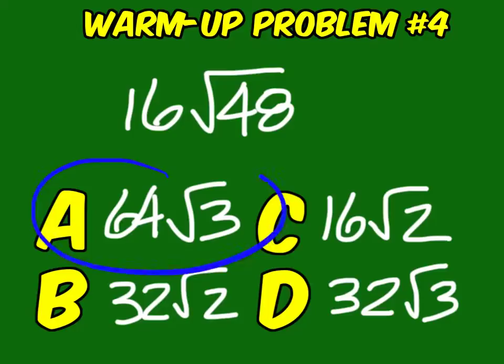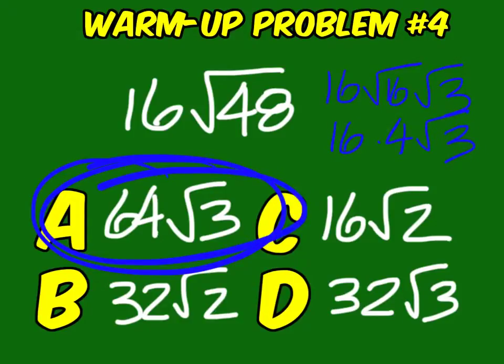Answer on this one should be A because it breaks up as square root of 16, square root of 3. 16 times 4 is 64.